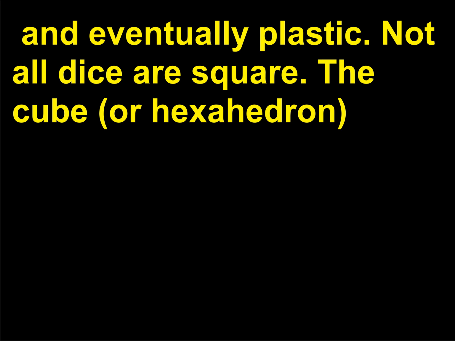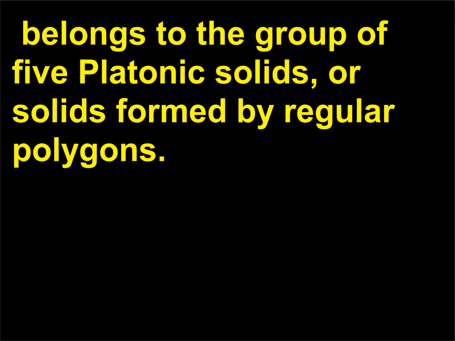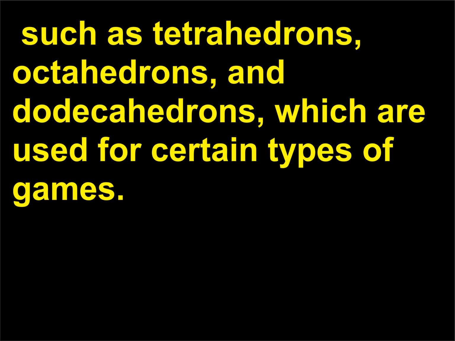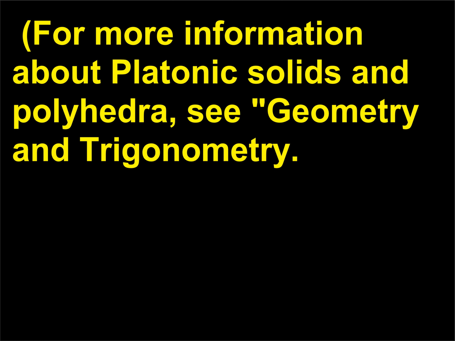The cube, or hexahedron, belongs to the group of 5 Platonic solids, or solids formed by regular polygons. Thus, other Platonic solids have also been made into dice, including shapes, polyhedra, such as tetrahedrons, octahedrons, and dodecahedrons, which are used for certain types of games. For more information about Platonic solids and polyhedra, see geometry and trigonometry.